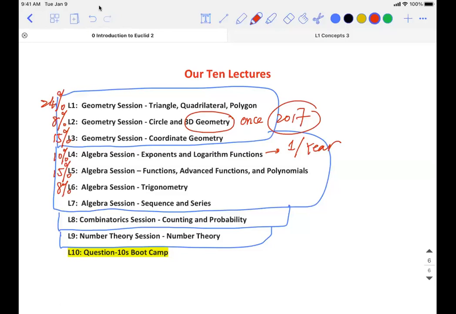And lecture number 7, we're going to talk about the last part of algebra, which is sequences and series. That one is roughly 10%. Also, every single year, there will be one problem testing you on arithmetic and geometric sequences. Okay. Number 8 is counting and probabilities. That's actually 12%. Every year, you will see 1 or 2 problems. Number theory, that's 8%. Okay. So that's basically our first 9 lectures. We're going to cover everything, the most important things for the Euclid.